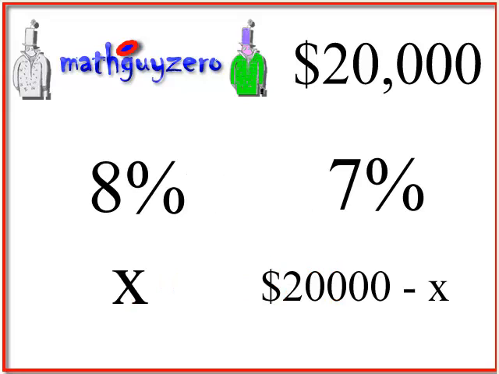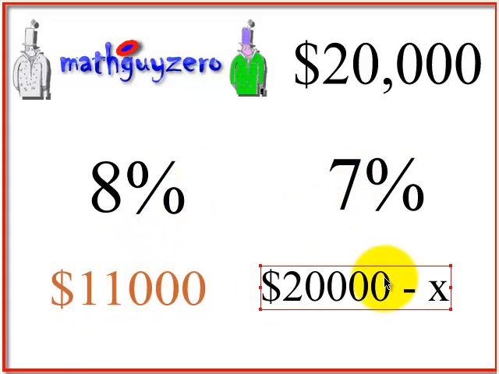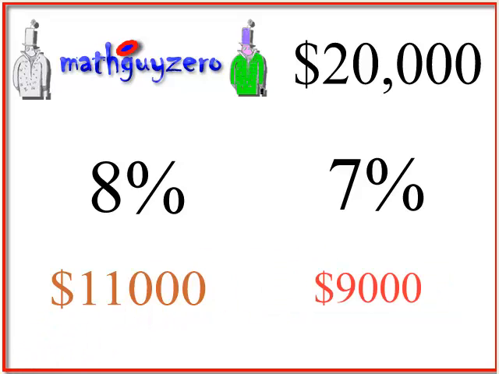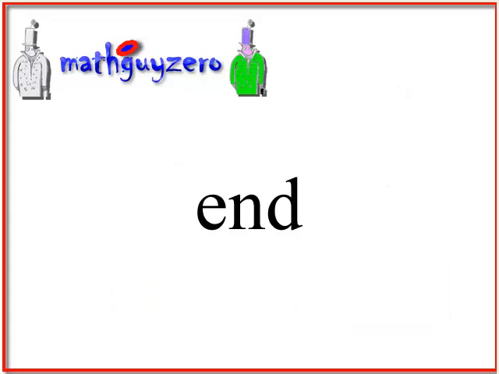Let's go back to the original problem, right? 8% of that amount, which we now know is 11,000, right? 7% of this amount, so 20,000 minus 11,000 looks like 9,000. And that is the answer to this problem. Hope you enjoyed it.